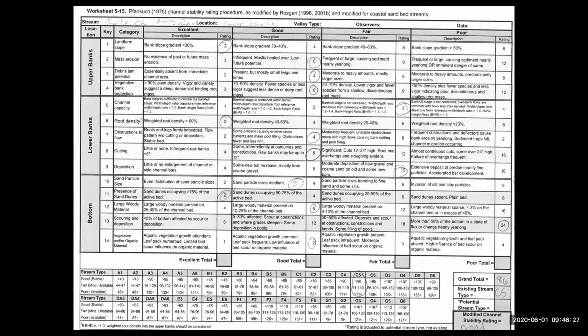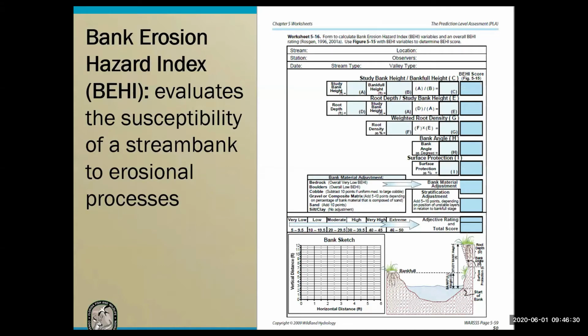So next slide, please. And then this is the second index that's built into our scoring system, the Bank Erosion Hazard Index. Basically it evaluates the susceptibility of a stream bank to erosional processes. And there are 5 main variables going into that. The first one is the bank height to bankfull height ratio, which basically determines whether that particular bank has access to the floodplain. The second one is rooting density. Third is rooting depth, then bank angle, surface protection. And then there are 2 adjustments based on bank material.